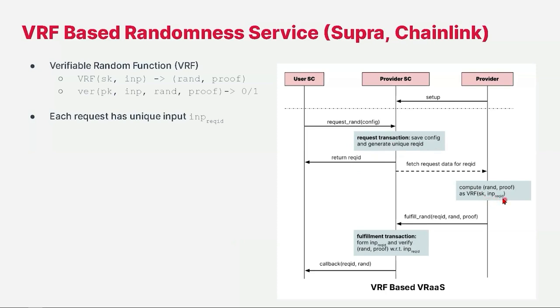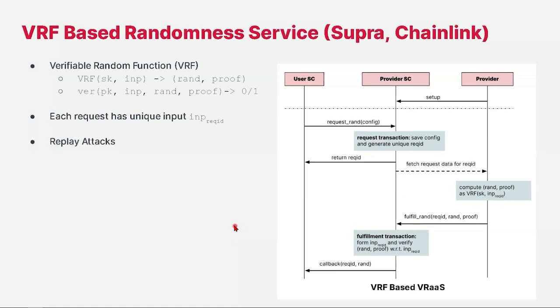And it's important to note that input is biasable. The block proposer can rearrange the transactions. The request ID and the request input are totally biasable. But because of the properties of VRF, the VRF on that input is pseudo-random and publicly verifiable.